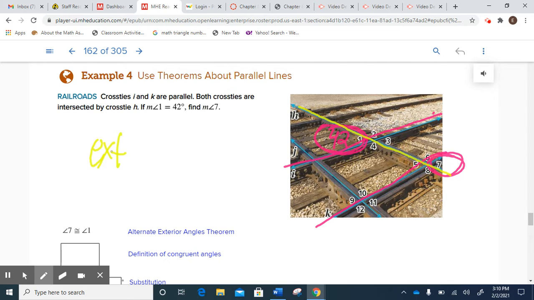Also, another thing that you can tell, I drew a yellow line in there for the transversal. They are on opposite sides, so they are alternate exterior angles. And when you have alternate angles, whether they're on the inside or the outside, they are equal. So since 1 equals 42, 7 also has to be 42.